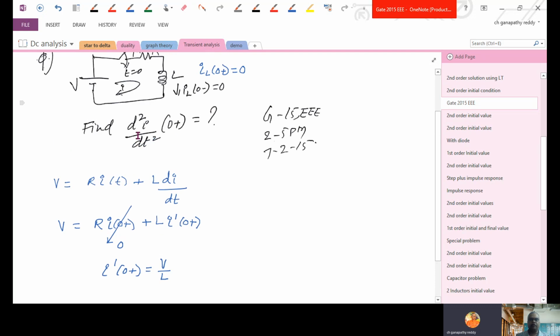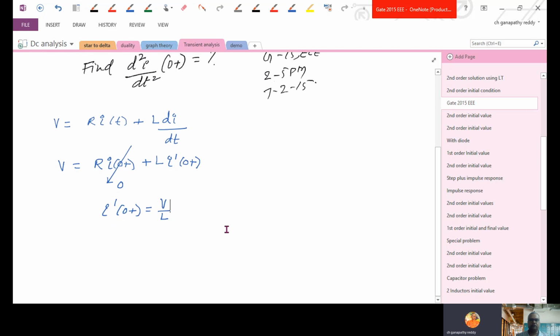But what we need is I double prime. Don't differentiate this. If you differentiate this, you'll get 0. Don't do that. That's a common blunder. Now differentiate this basic equation. Derivative of constant is 0. Then R into I prime(0 plus) plus L I double prime(0 plus).